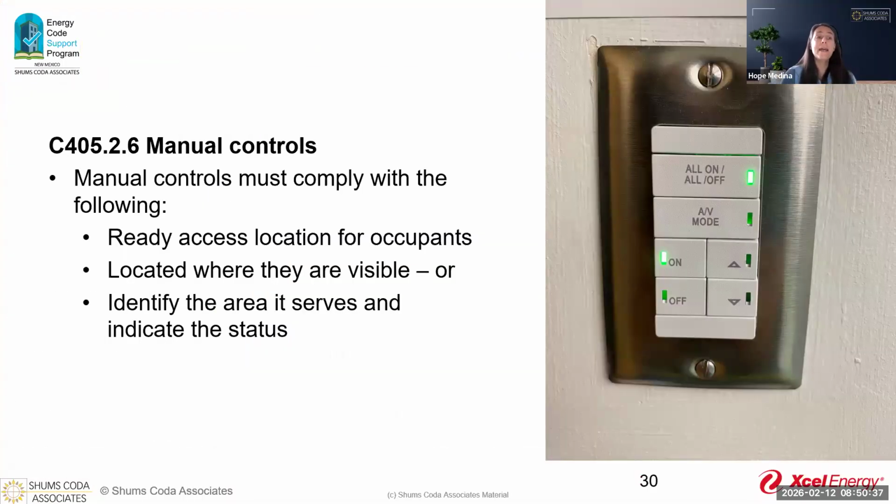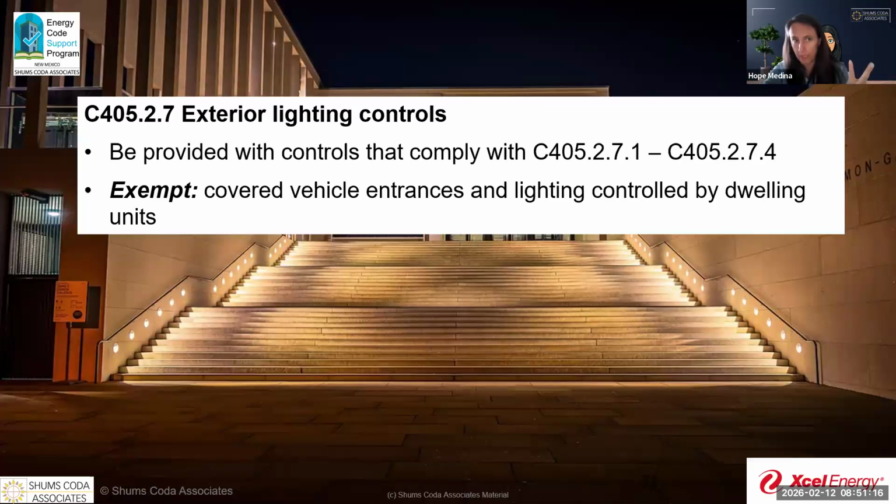All right, let's talk about our manual controls. So you've got to comply with it. It's got to be in a ready location for everyone. It's got to be visible. So not only does it have to be in an accessible location, it also has to be visible, so you can't necessarily hide it behind something. And then you also have to let them know what it actually serves in that location. Because there are times where you might have a large room that gets divided up, and you have to have those controls that say, this one is going to do this space, this one's going to do that space, so that everybody's on the same page.